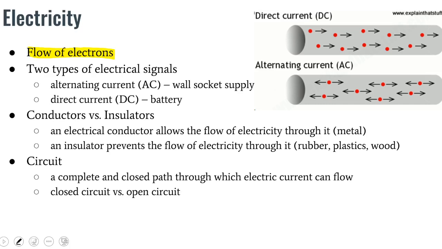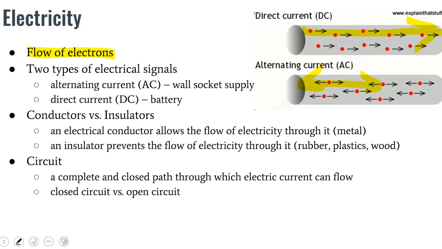The main difference here is in direct current, electrons flow from one direction to the other. There is a set direction in which they flow. Whereas with alternating current, they change direction of flow at a particular frequency. So again, when you think about the power supply to your home, you may think of a 240 volt power supply with 50 hertz. So that is what we see in alternating current.